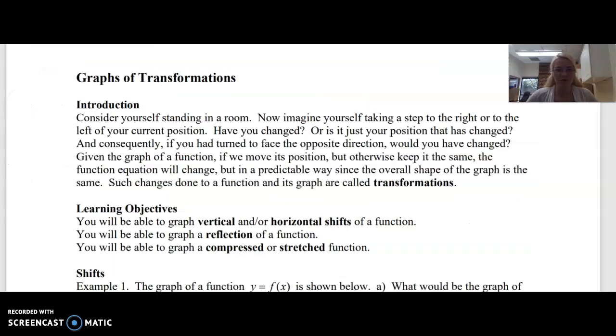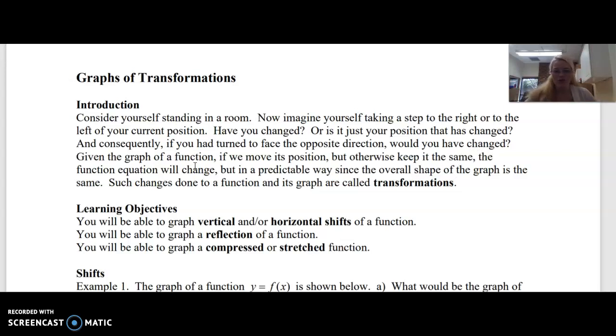This actually is coming from an intermediate algebra textbook that I was writing a few years ago with some colleagues at my old job. And so the idea behind transformations is the following. Consider yourself standing in a room. Now imagine yourself taking one step to the right or one step to the left of your current position. Have you changed? No, it's just your position that's changed. And consequently, if you turned around and faced the opposite direction, again, would you have changed? No, just your orientation, right?